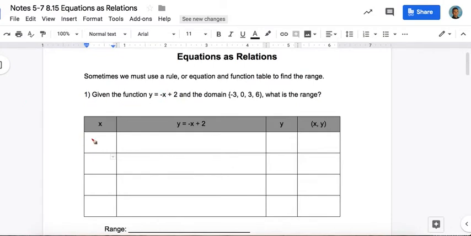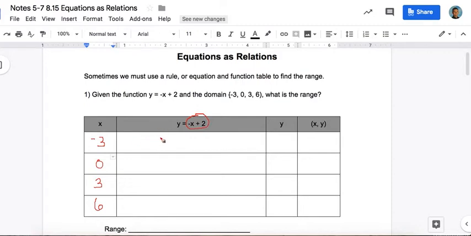The first thing I'm going to do is put the domain in my table, and I'm going to use this middle space as my work. Not all tables that you make have this middle space, but usually they have an x and a y, and then sometimes they have a space to write the ordered pair. My rule is negative x plus 2, or negative 1 times x plus 2.